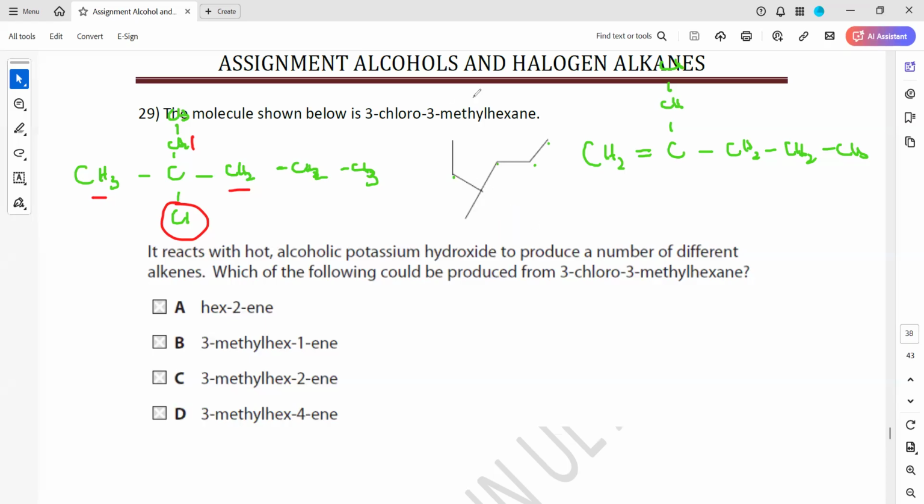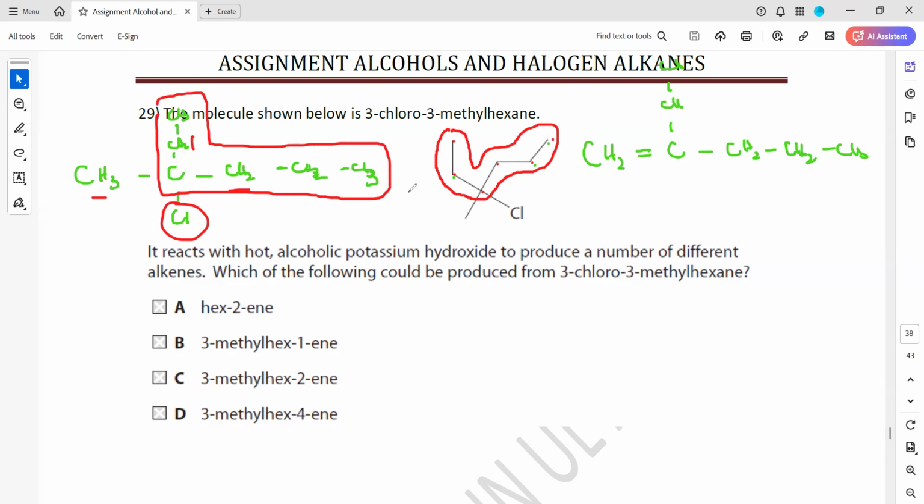The possibility is that this might have a double bond. If so, what is the name of this compound? We always select the longest carbon chain, and we have to include the double bond in the structure. So 1, 2, 3, 4, 5, 1, 2, 3, 4. How is it 3-chloro? Because they consider this as a chain. The longest chain is this: 1, 2, 3, 4, 5, 6. That is why the name of the compound is 3-chloro.